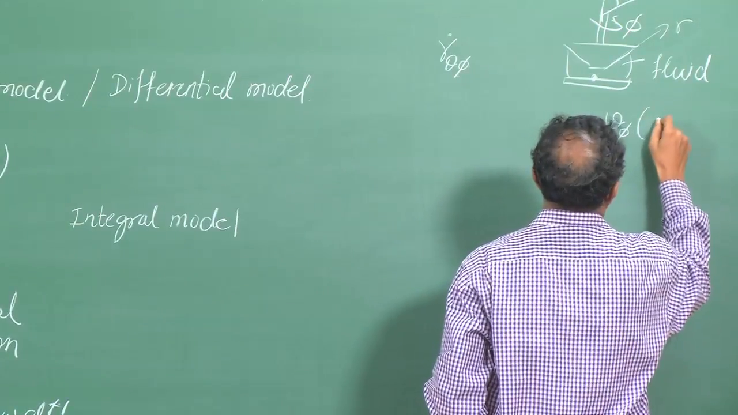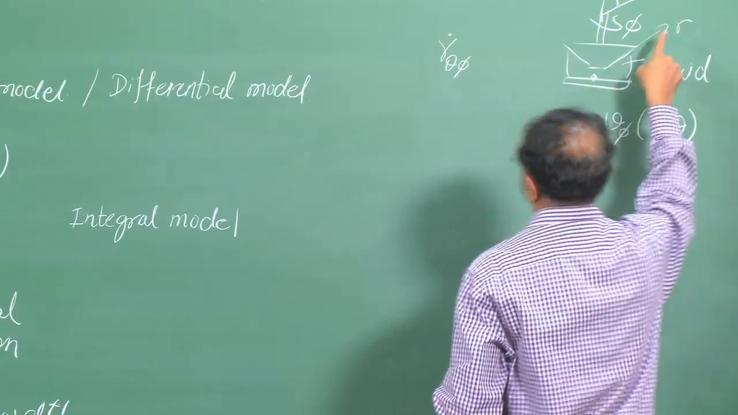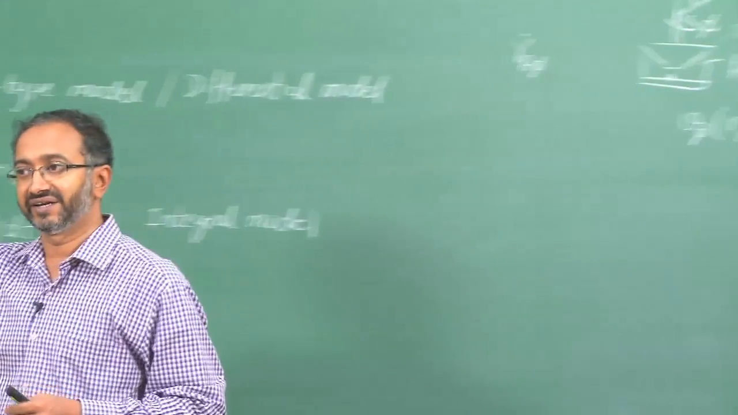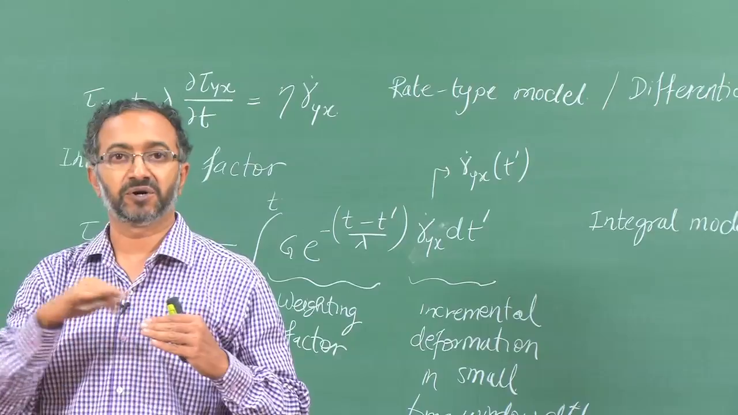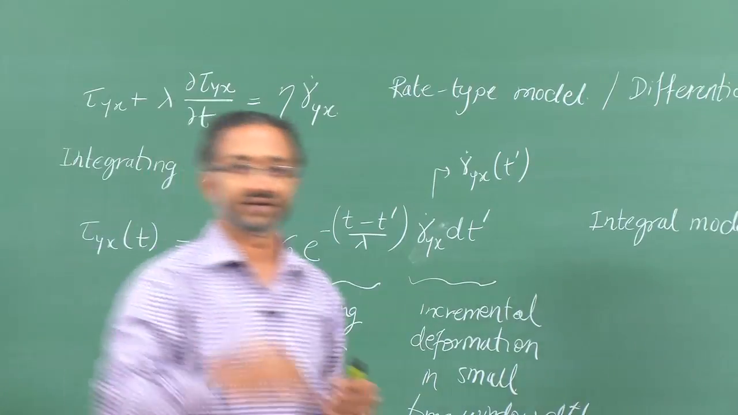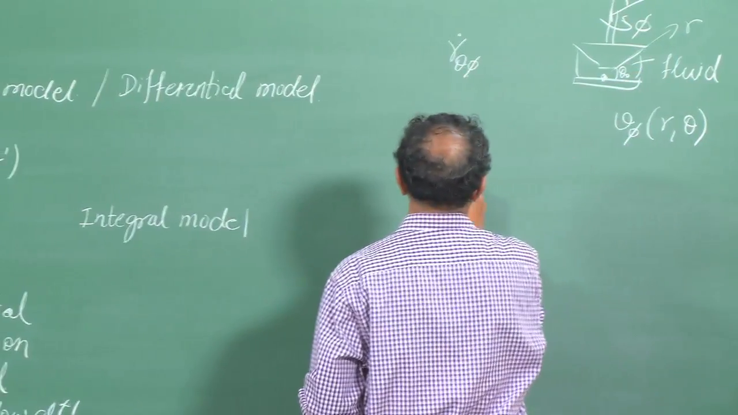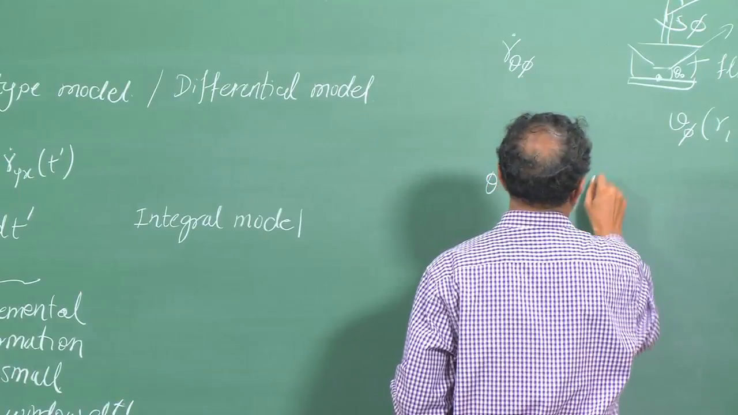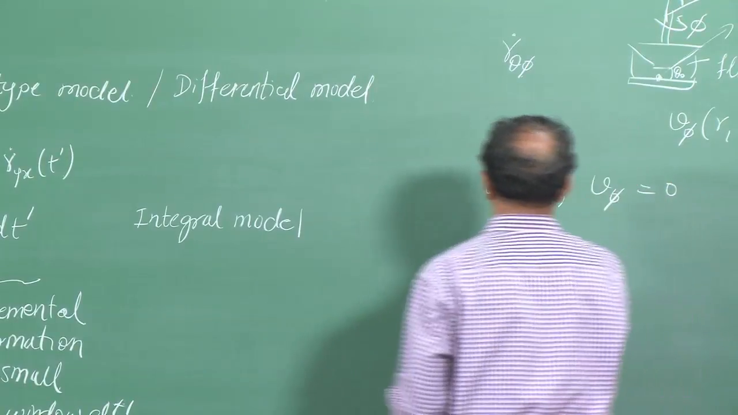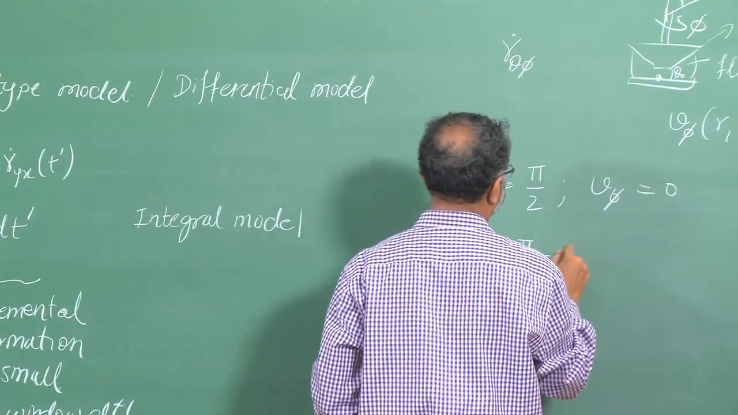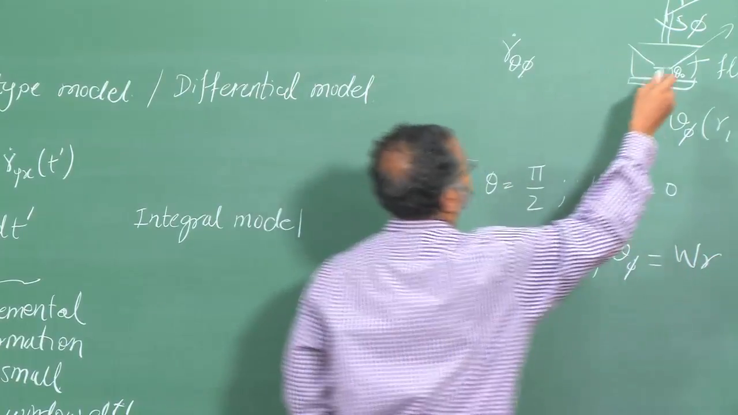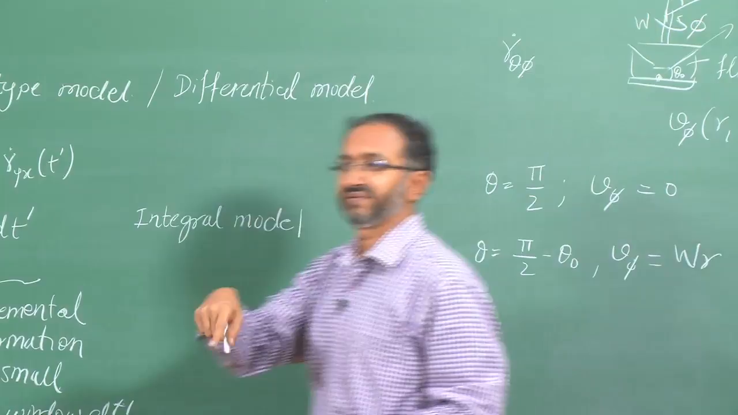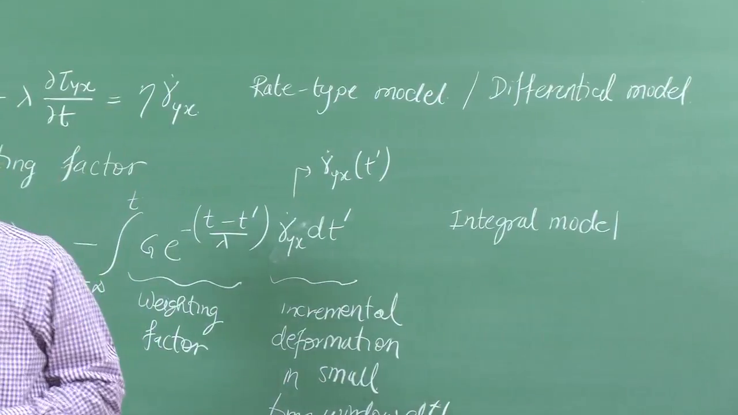and it is a function of r and theta, because as you go radially outward the velocity will be higher and higher, and it is a function of theta also, because at theta equal to pi by 2, which is the bottom plate, fluid will not be moving, and theta is equal to pi by 2 minus theta naught. Let us say if this angle is theta naught, then we have these two boundary conditions: theta is equal to pi by 2, v phi is 0, and theta is equal to pi by 2 minus theta naught, v phi will be equal to w r, where w is the rotation rate of the top cone, right.